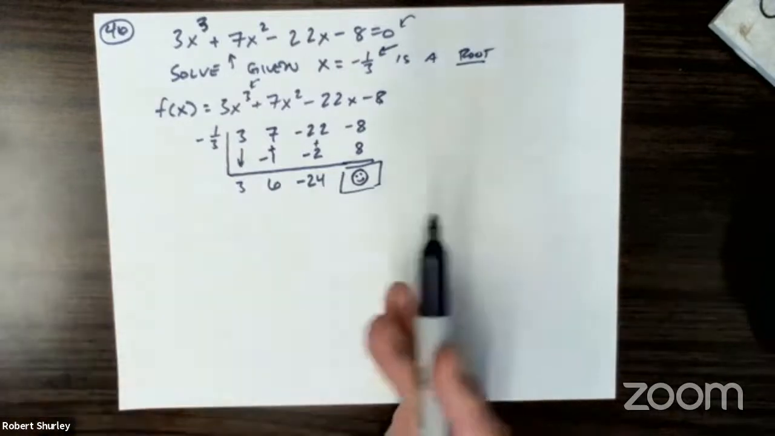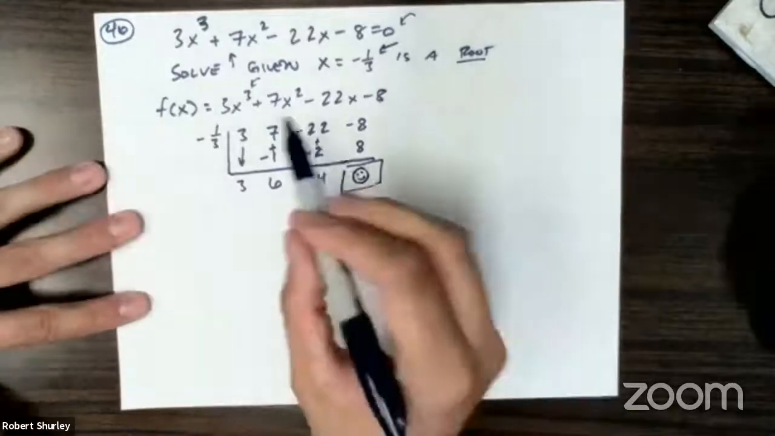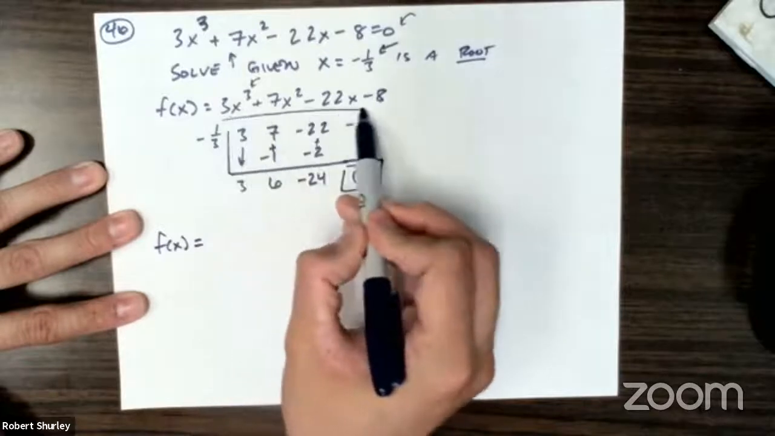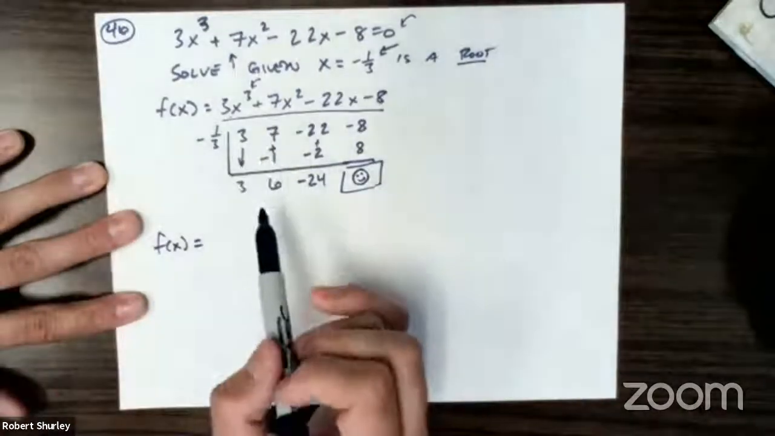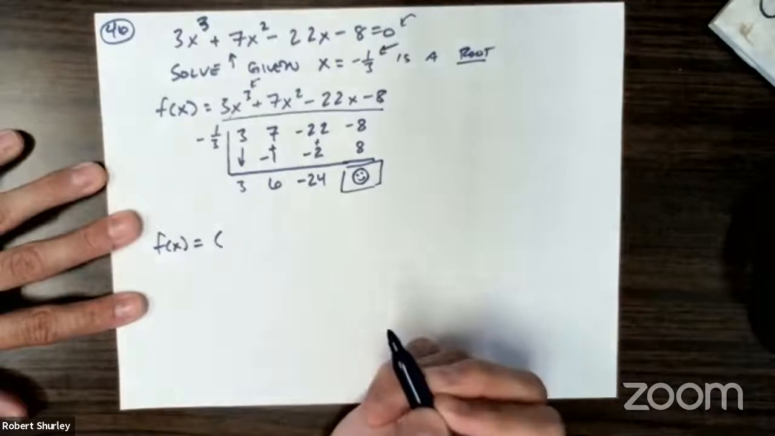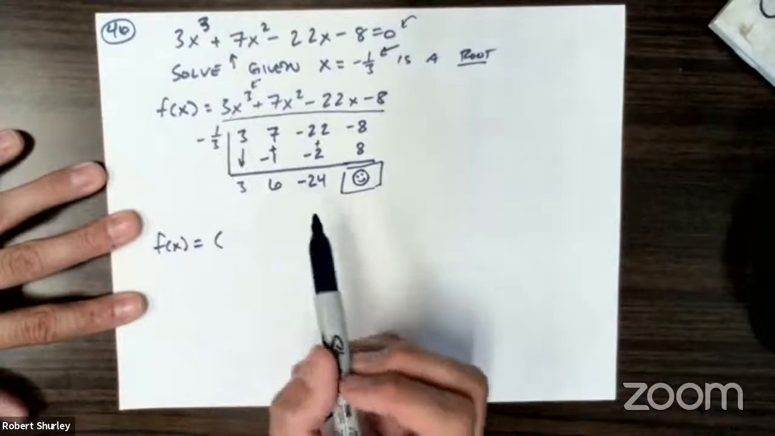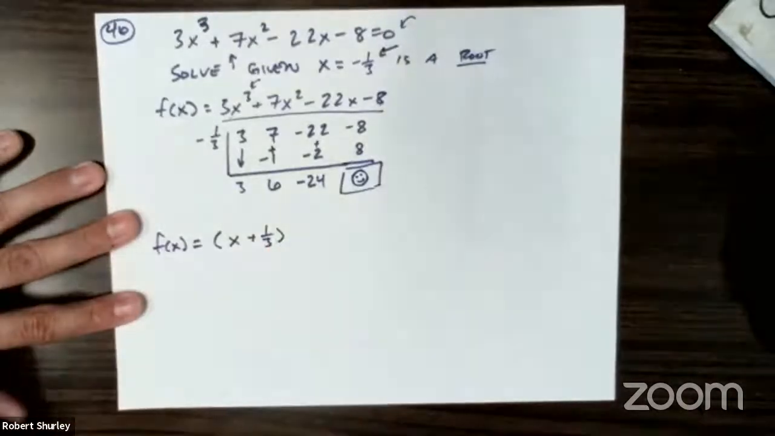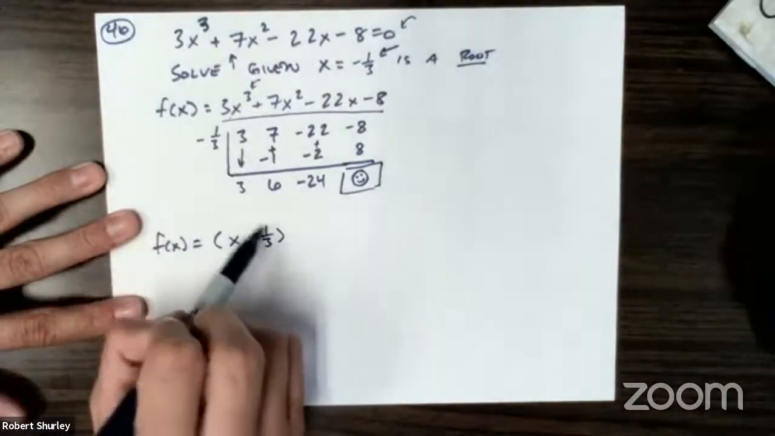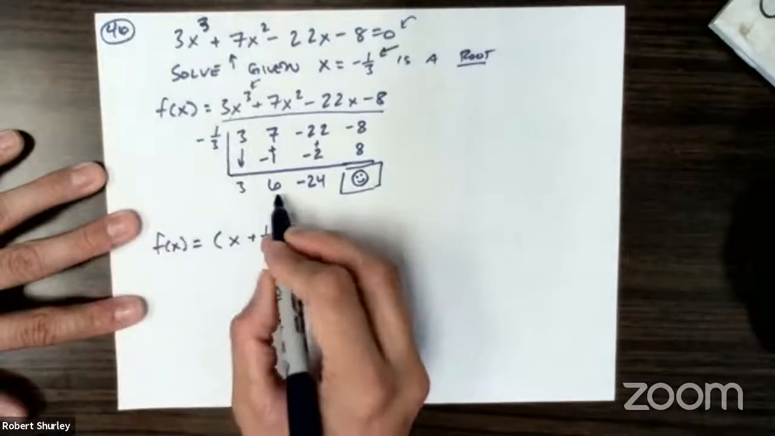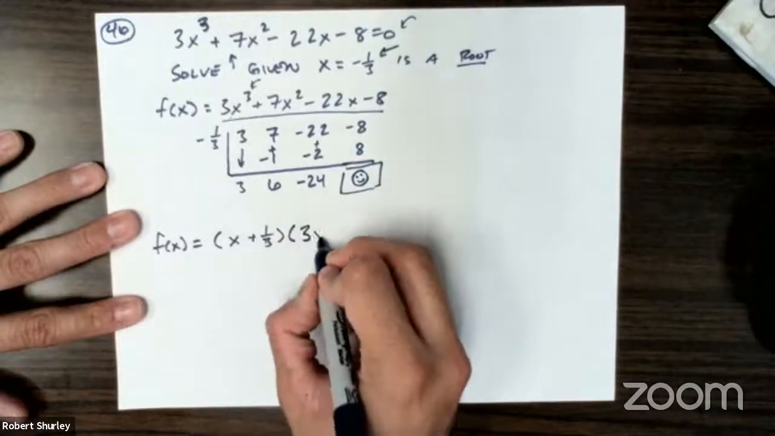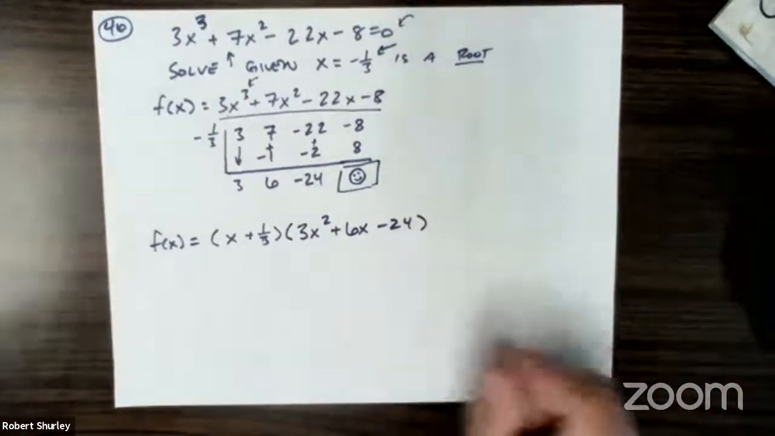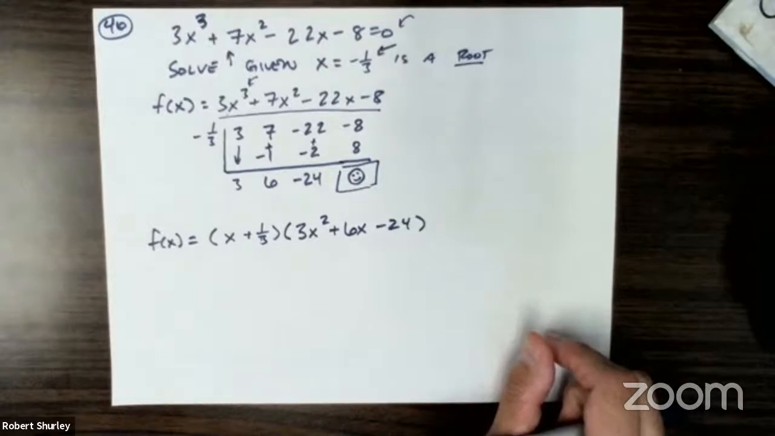But I'm going to write now what we found, actually. So what we found is that f of x equals this third degree polynomial I know can be written as a factored polynomial. Now look, if -1/3 is the solution, x plus 1/3 is the factor, right? Remember, these were opposite. Times, now this is a little quadratic, right? 3x squared plus 6x minus 24.